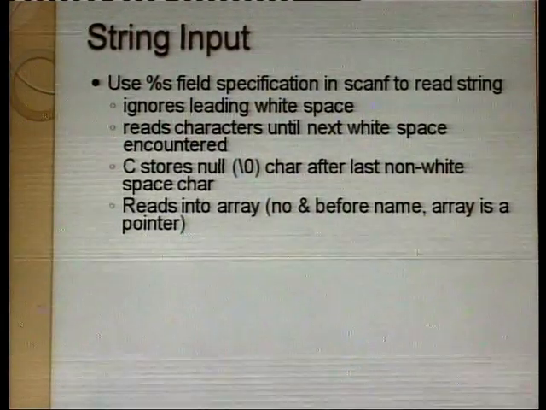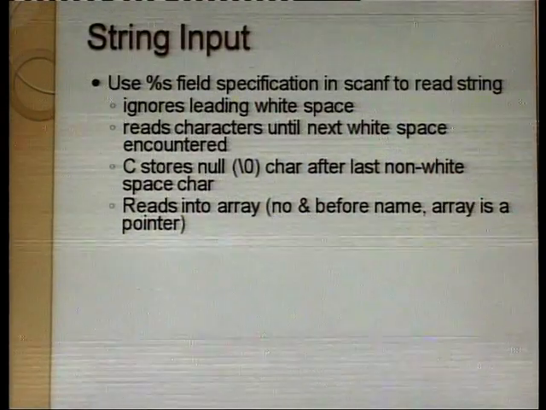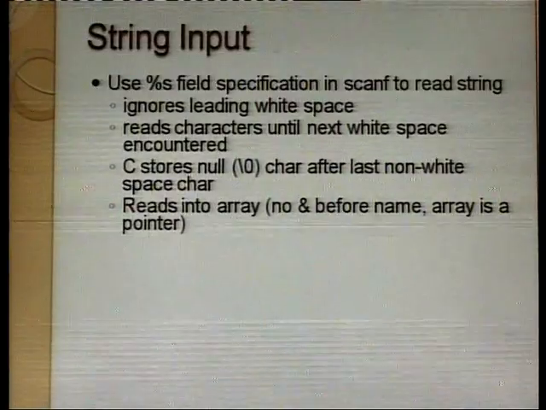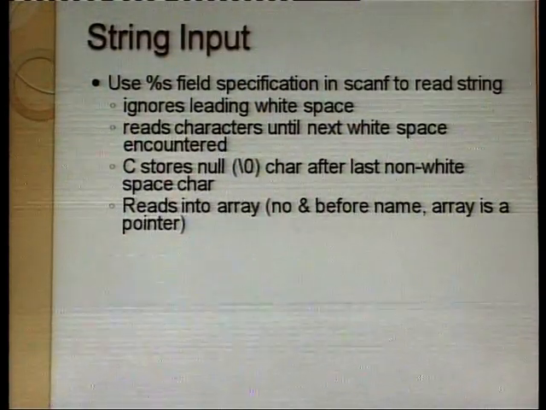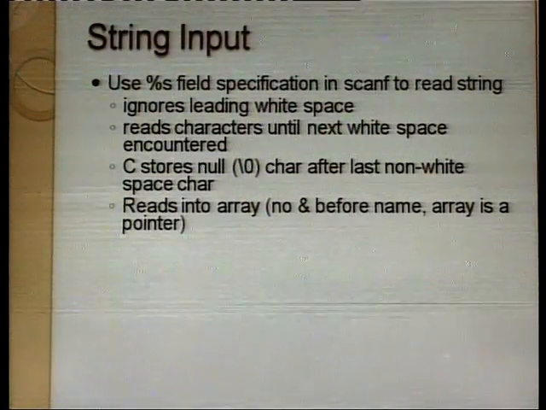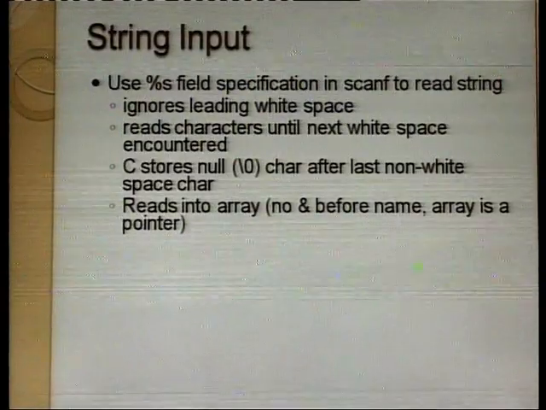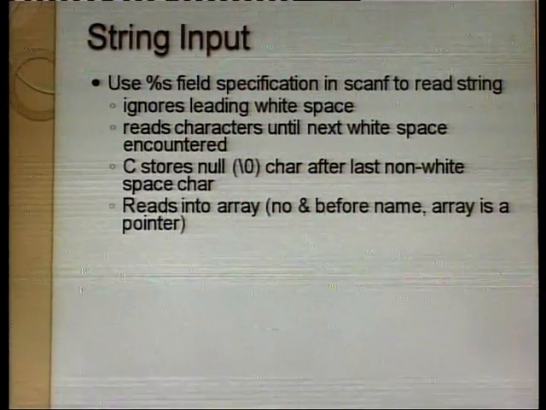Whenever the next white space is encountered, it stops reading the characters. C stores a null char after the last non-white space char. Whenever the last non-white space char occurs, it stores the next value, that is the null character, which indicates the end of the string variables. Reads into array number and before name.